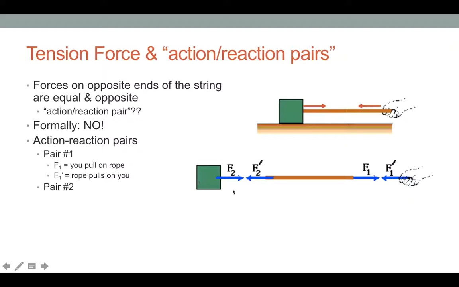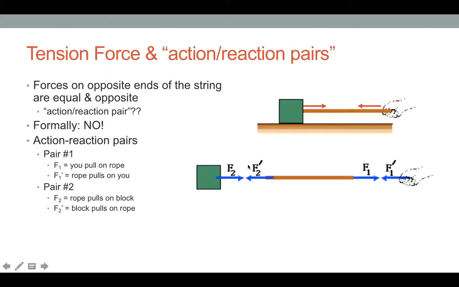There's a second pair over here, which is the rope pulling on the block, and then the block pulling back on the rope. This over here is another action-reaction pair, and this has to be equal by Newton's third law. Notice Newton's third law does not connect the first pair to the second pair.